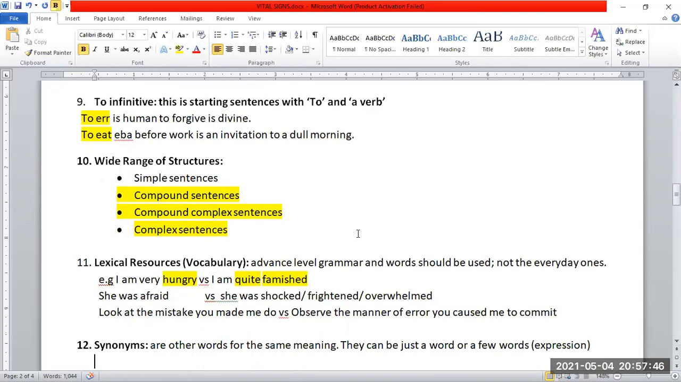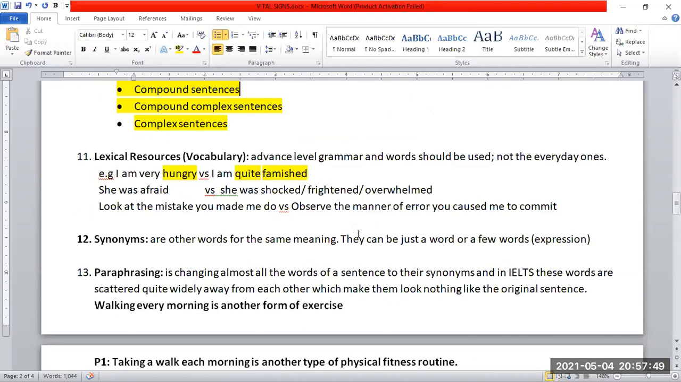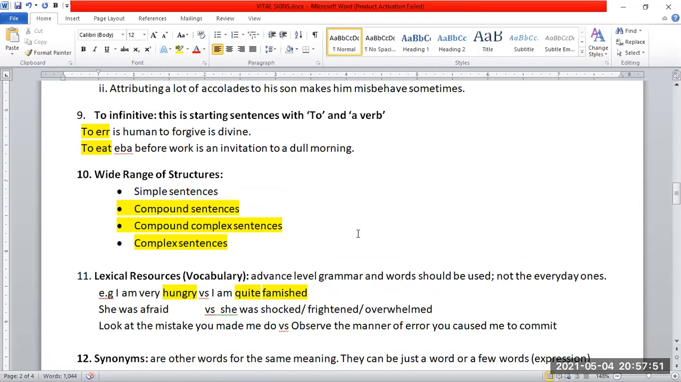The other ones are things that you must just know before now. So, a wide range of structures. I want you to dig into the internet very seriously and write simple sentences, compound sentences, compound complex sentences, complex sentences, and write notes on them. You see that three of them are highlighted. IELTS is expecting that you use a wide range of structures in your write-up, but simple sentences are not going to be as highly rated as compound sentences.